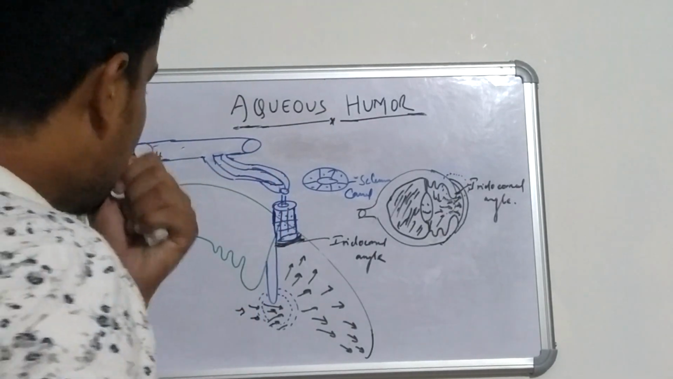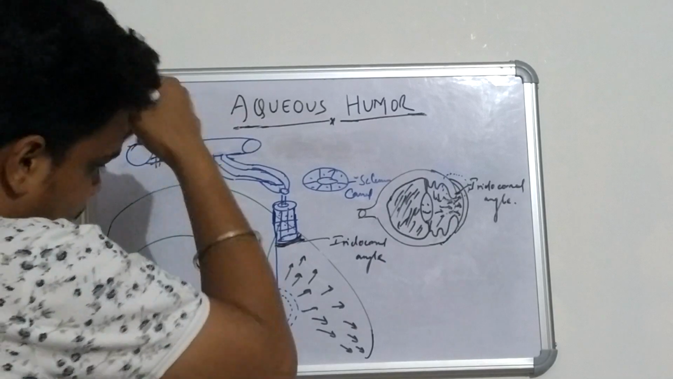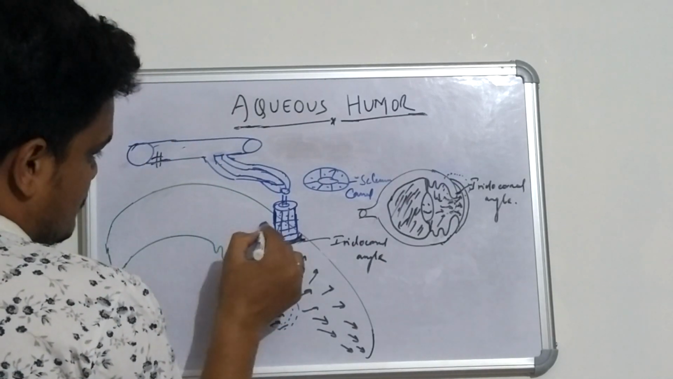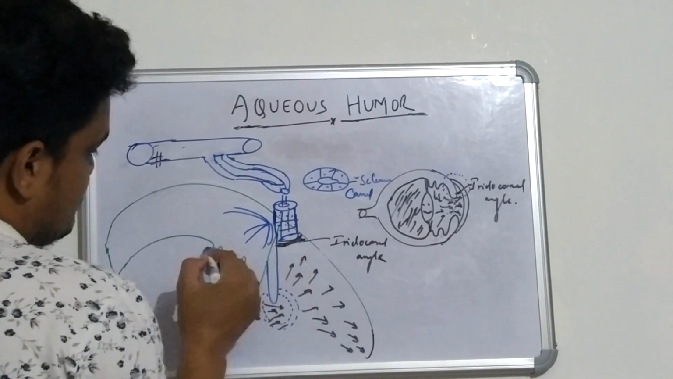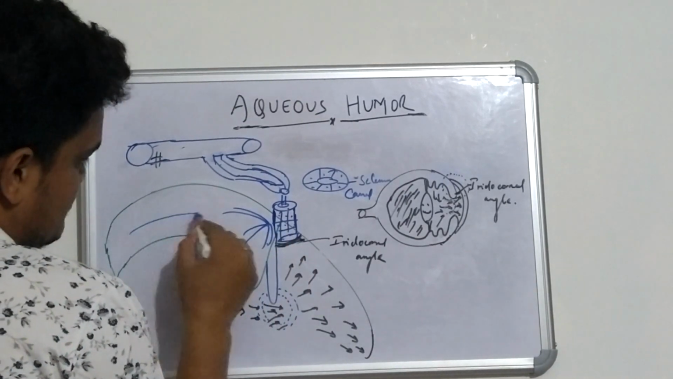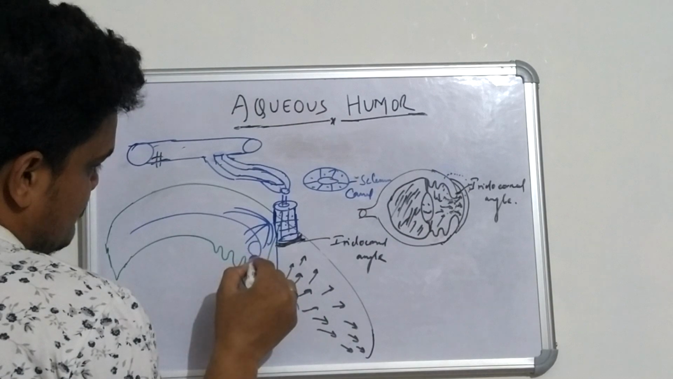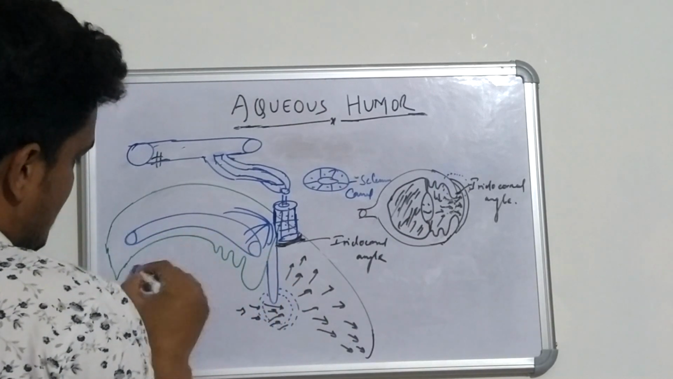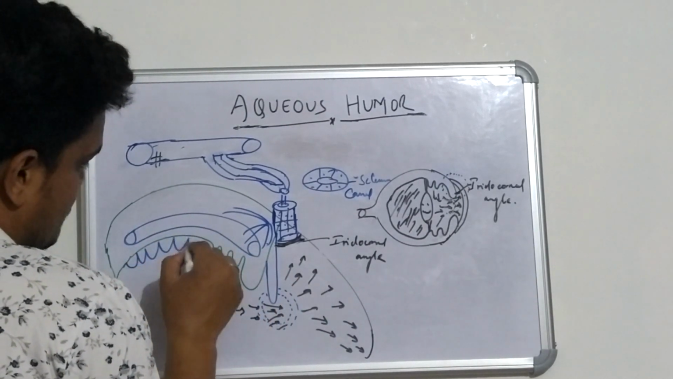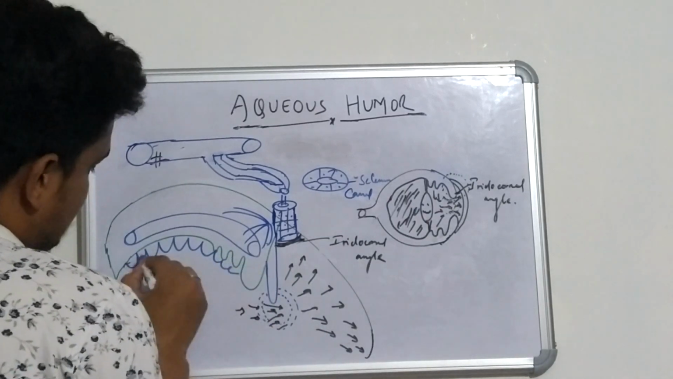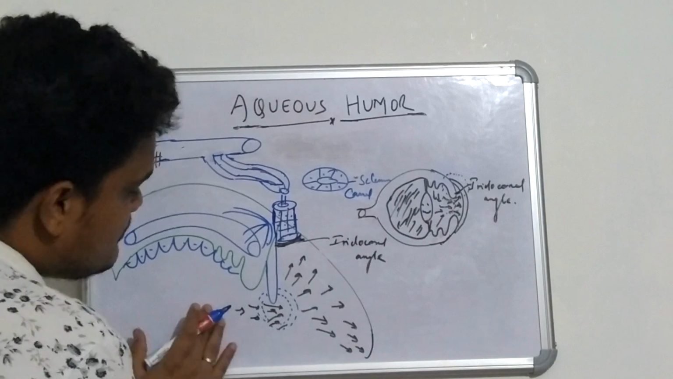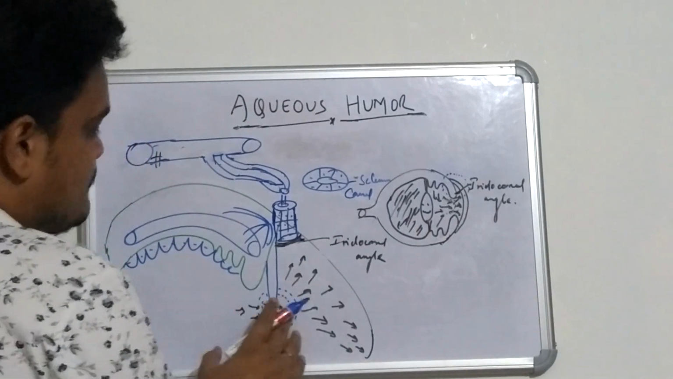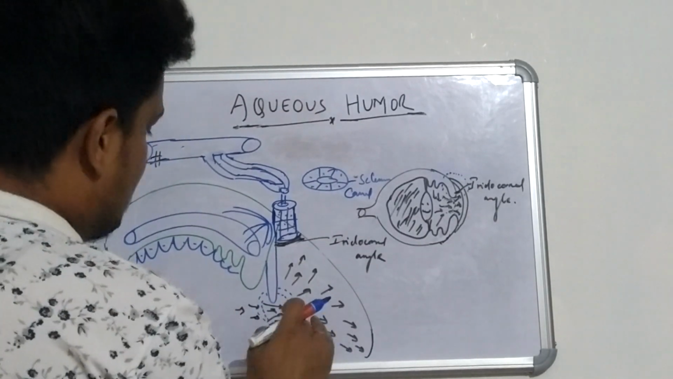Okay, so these are the longitudinal, radial and circular ciliaris. This is our ciliary stroma. This is our epithelium, as we know.